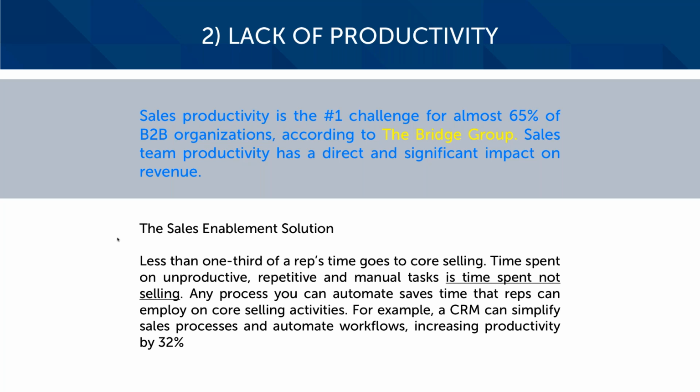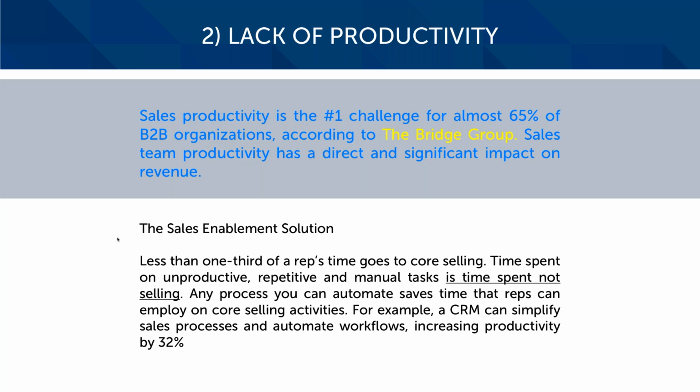It's interesting to know that less than a third of a rep's time goes to core selling. That means that if you were to divide the day in 3, 66% of their time is spent on administrative, unproductive, or repetitive activities. So you want to take away anything that's unproductive, repetitive, or manual, because this time is spent in non-selling activities. What you want to do is automate your processes as much as you can, so that they can employ their time on core selling activities.